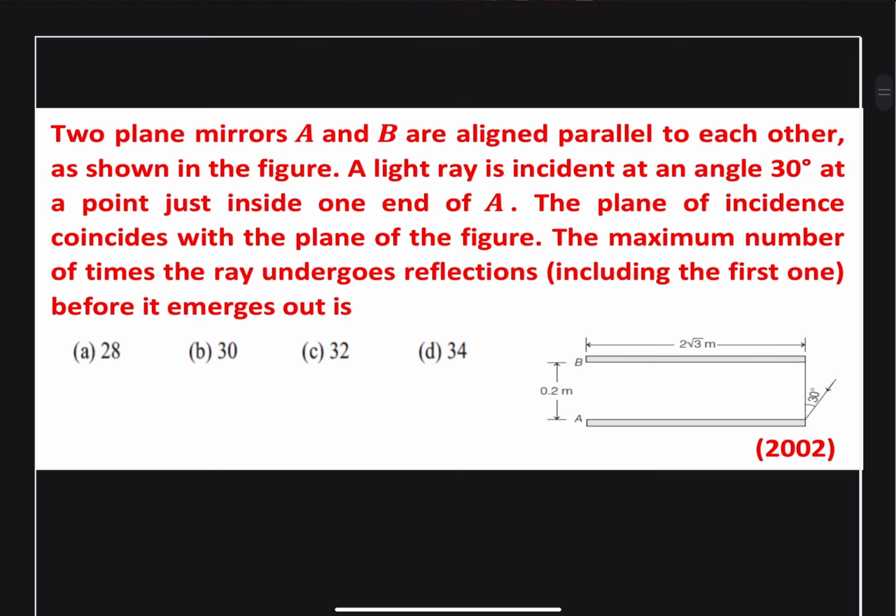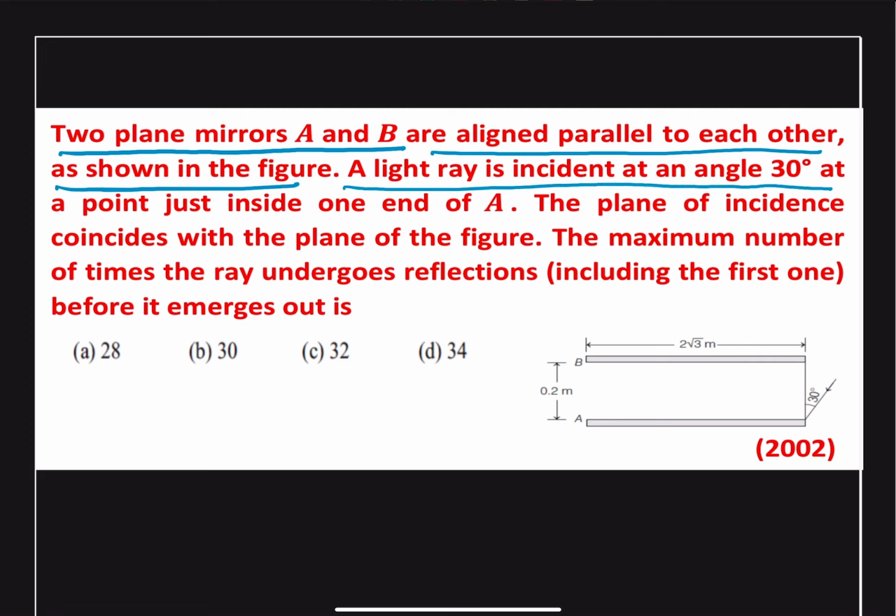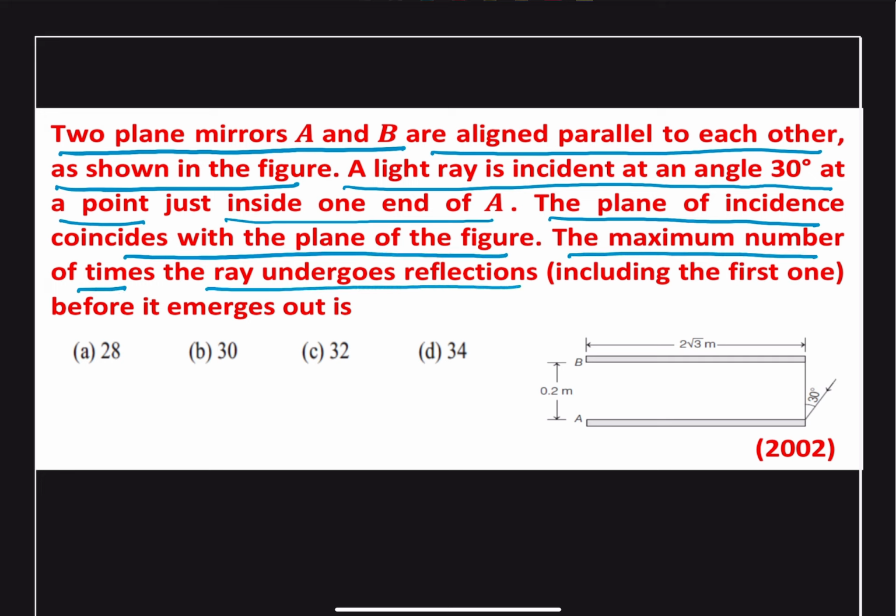We come to the next question, and here it states that two plane mirrors A and B are aligned parallel to each other as shown in the figure. A light ray is incident at an angle 30 degree at a point just inside one end of A. The plane of incidence coincides with the plane of the figure. The maximum number of times the ray undergoes reflections, including the first one, before it emerges out is.